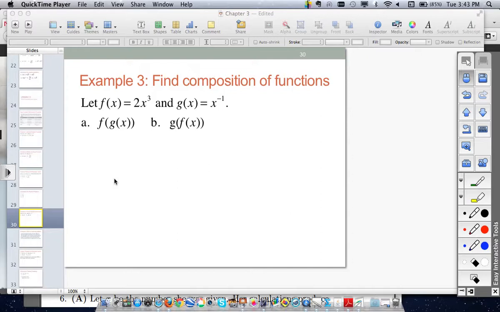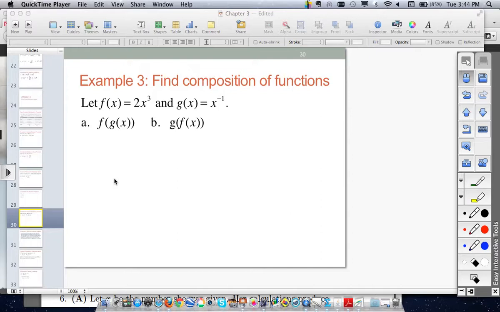I had f of x and g of x. Now I'm going to see what happens when I substitute the function g of x into the f of x function. What does that change about it? And the same thing: what's going to happen if I take f of x and substitute it into the g of x function? So let's take a look at example 3. F of x is equal to 2x to the third power, and g of x is equal to x to the negative first power.